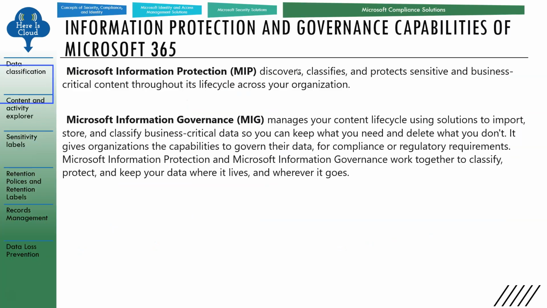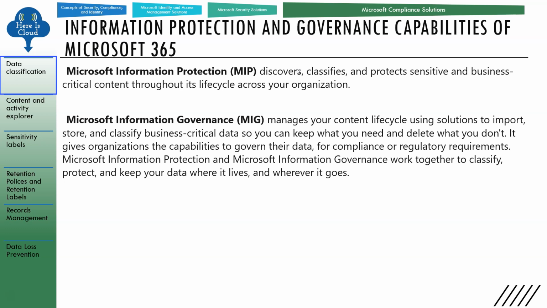Let's look into that. So here we're going to first talk about data classification. To understand that, let's see what Microsoft Information Protection, which is MIP, is. It discovers, classifies, and protects sensitive data and business critical content throughout its life cycle across your organization. And there is Microsoft Information Governance. It manages your content lifecycle using solutions to import, store, and classify business critical data. So you can keep what you need and delete what you don't need.